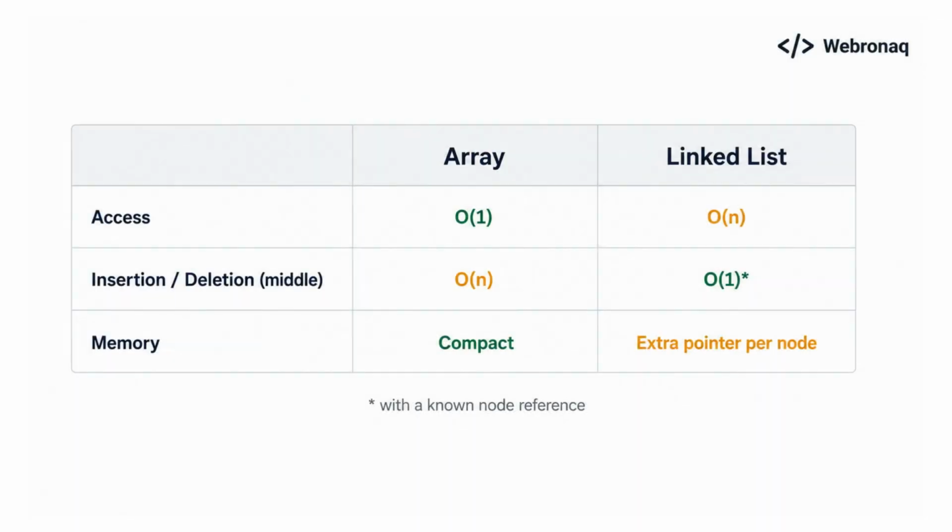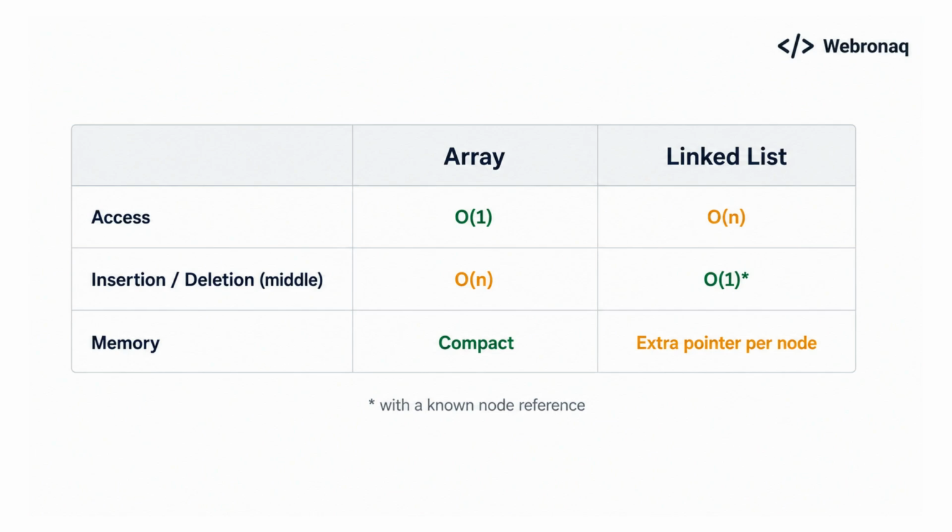Alright, let's pull everything together into one clear picture. We covered how arrays give you instant random access. That's big O of 1, because each element sits at a predictable memory address. Linked lists have to walk the chain from the head, so access costs big O of n. Now flip it for insertion and deletion. Arrays need to shift elements, which is big O of n. But in a linked list, once you have a reference to the right node, as we saw in the last slide, you just rewire 2 pointers, giving you big O of 1.